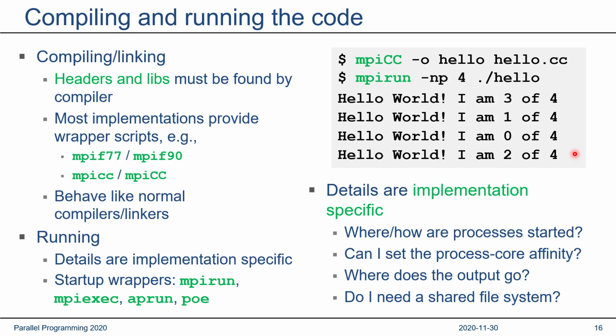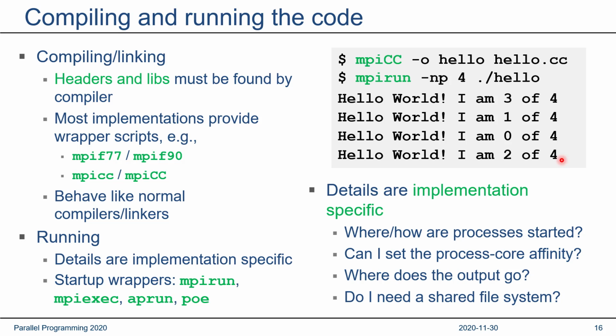As I mentioned, the details of all this are very implementation specific. Where and how are processes started? How many processes per node? Where are they put? Can I set the process core affinity? Where does the output go? Now in our example, the output from the individual ranks was simply piped to the console of the starting process, the starting shell, but this could be different also.